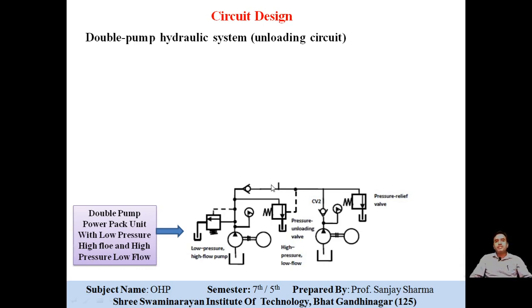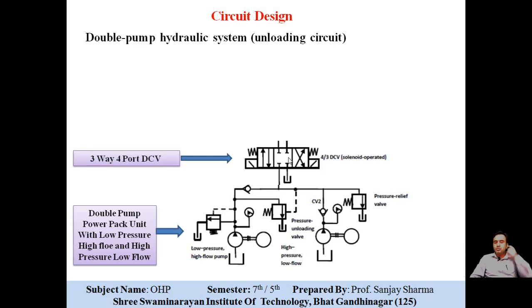So if you see this circuit here, this is the direction control valve which is used, 3-way and 4-port direction control valve. So if you see here on the left hand side of your screen, this is the low pressure high flow pump.